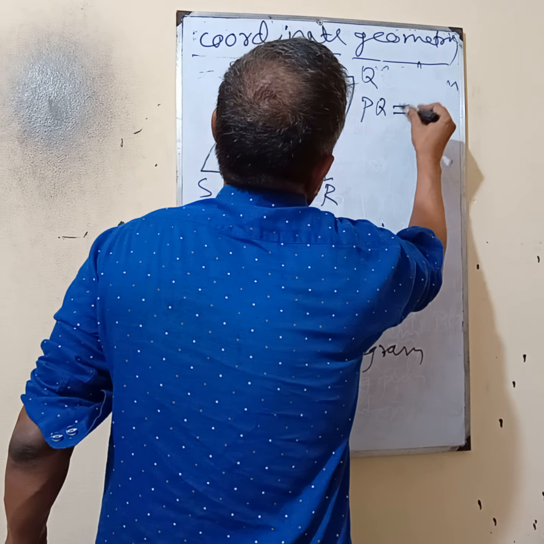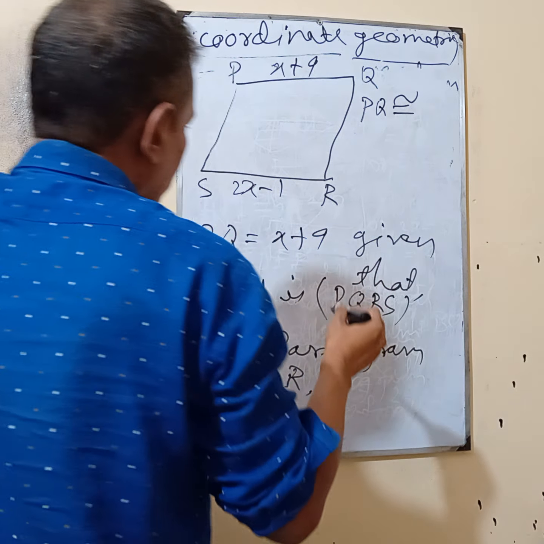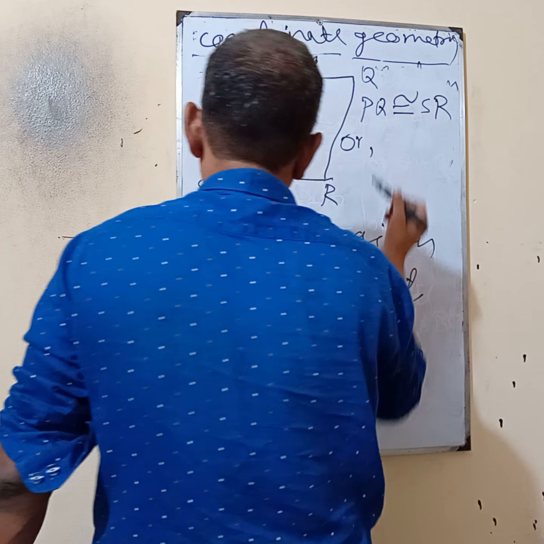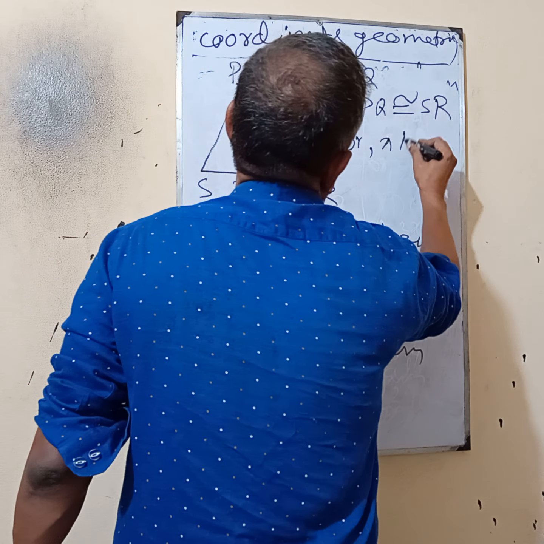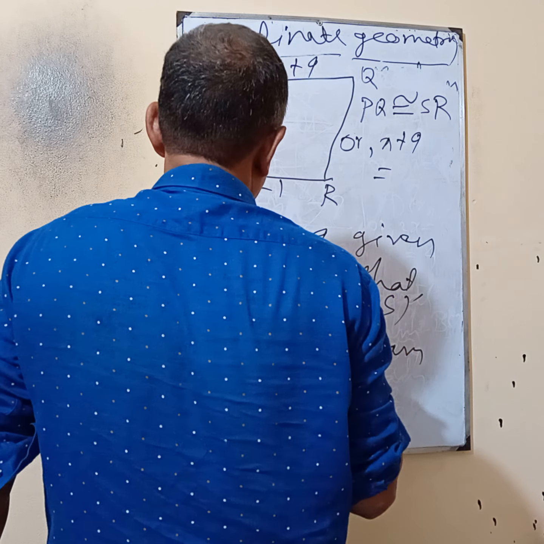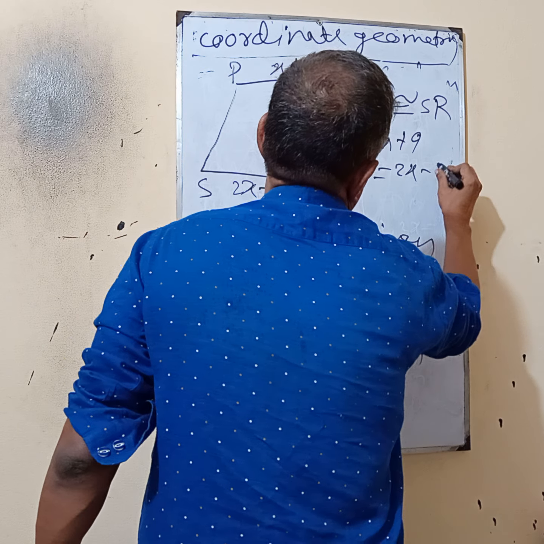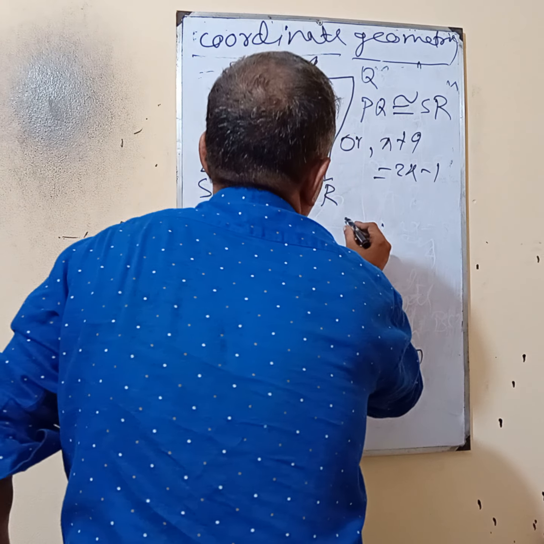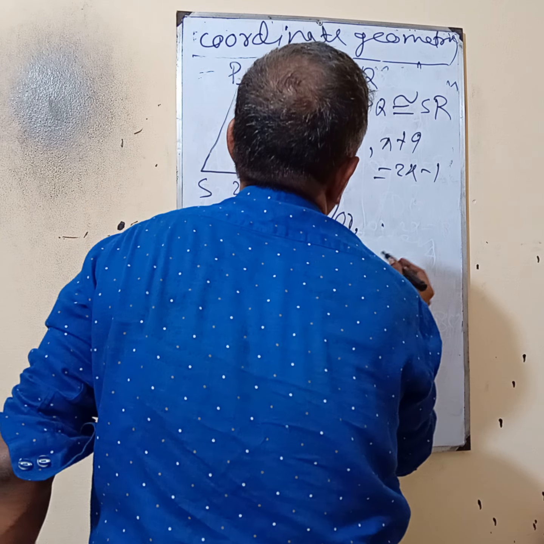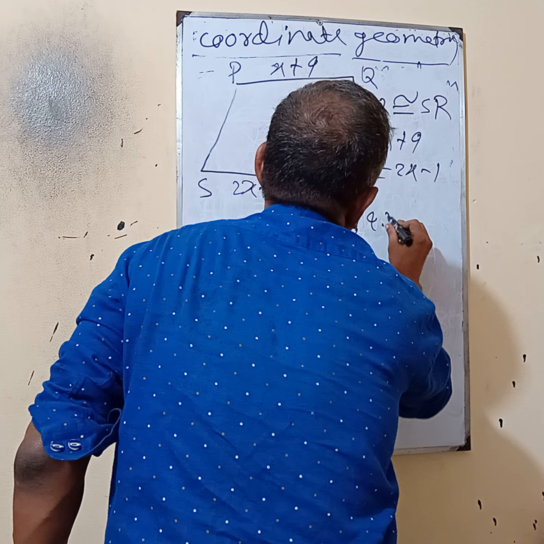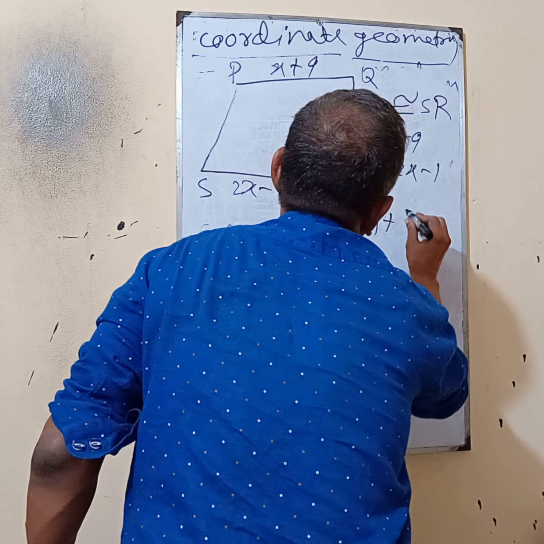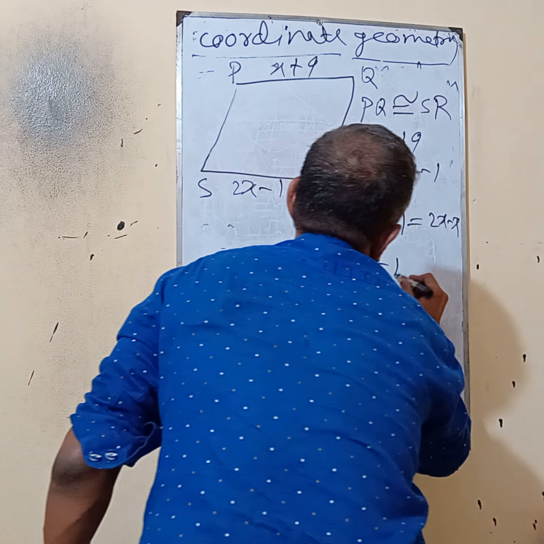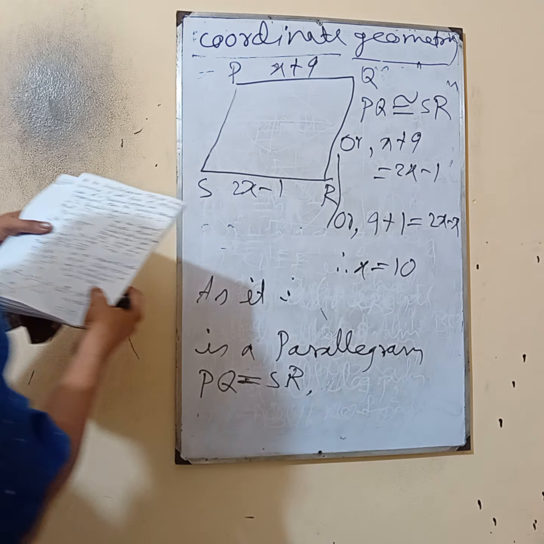PQ is equal to SR. PQ is equal to x plus 9 and SR is equal to twice x minus 1. So x plus 9 is equal to twice x minus 1, which gives 10 is equal to x. So x is equal to 10.